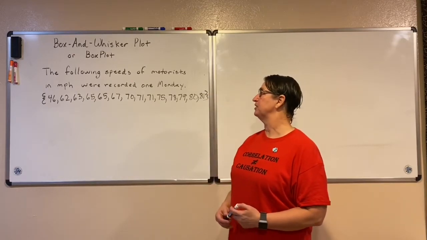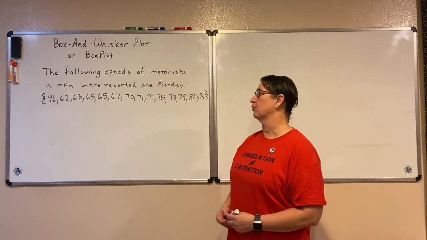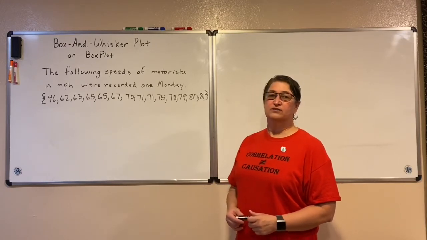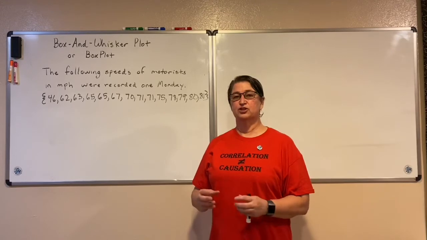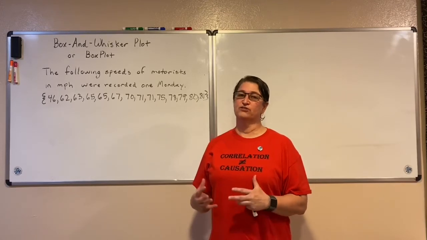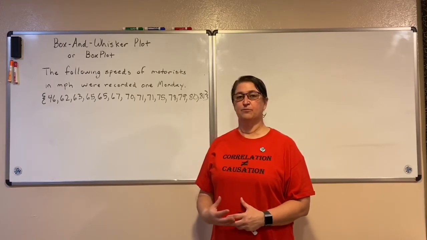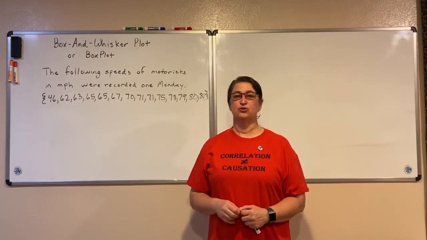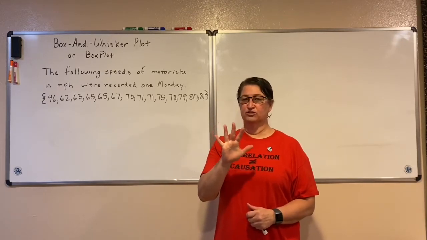The following are the speeds of motorists in miles per hour recorded one Monday. The box and whisker plot is going to show the dispersion, or the spread, of this data. To create that box and whisker plot, the first thing we need to do is find the 5-number summary.